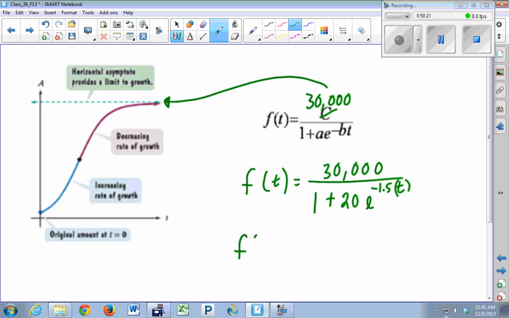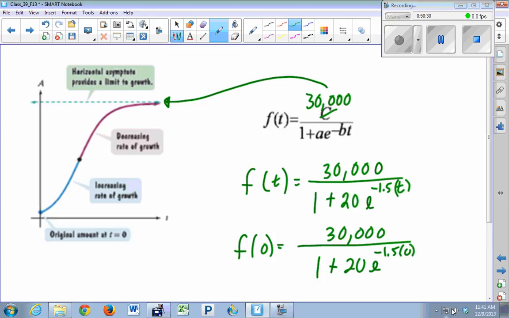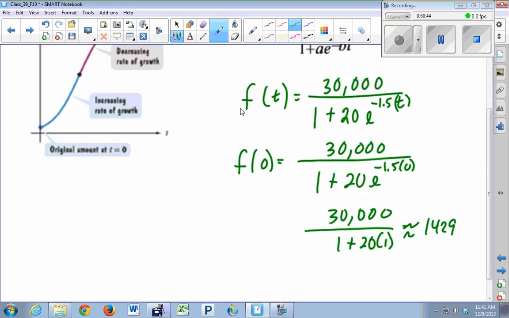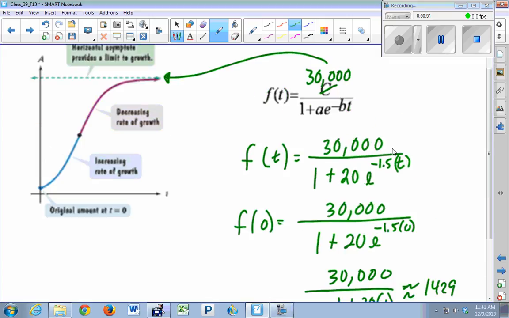So if you find f of 0, you just throw a 0 in. And this big, scary looking formula really reduces to something quite simple, because e raised to the 0 power is 1. So this just becomes 30,000 divided by 1 plus 20, which is about 1,429 people initially had the flu. Okay. So then you can ask, how about after 4 weeks? How about after 10 weeks? When will it reach 30,000? When will all people have the flu? So you can answer all kinds of questions like that now.